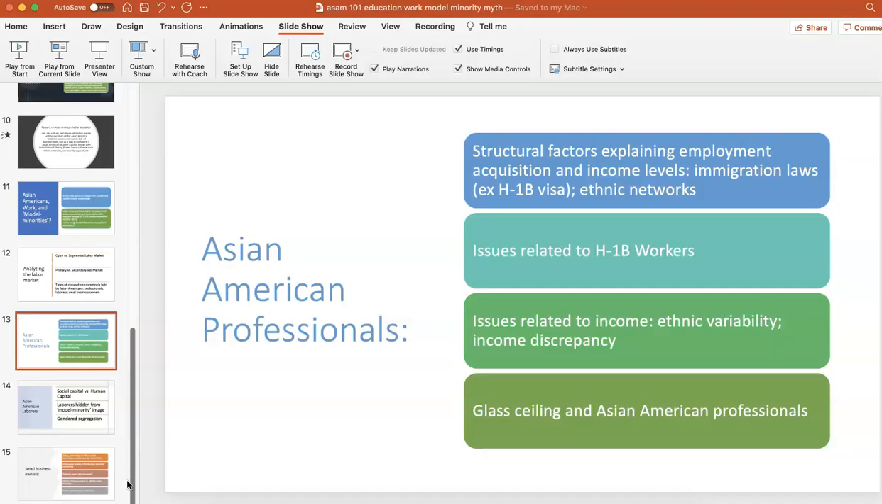Okay, now I just mentioned the 1990 Immigration Act. One part of this is mentioned here. Okay, immigration laws. Again, we're talking about structural factors. Immigration laws being one. And besides the 1965 Act, we have, again, the 1990 Immigration Act, which put into operation H-1B visas. These are work visas.